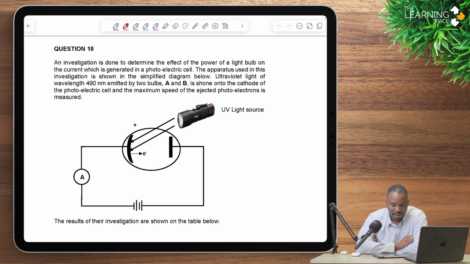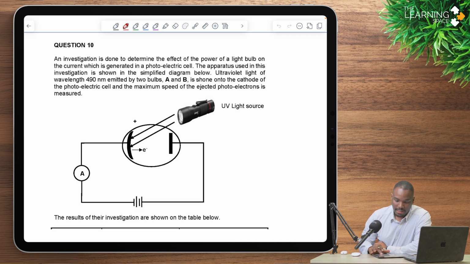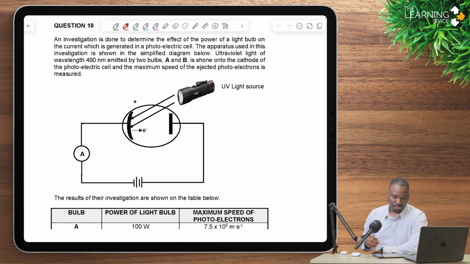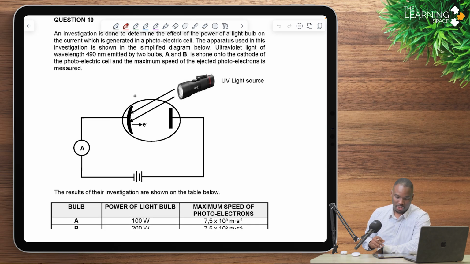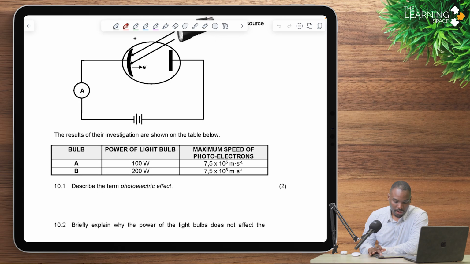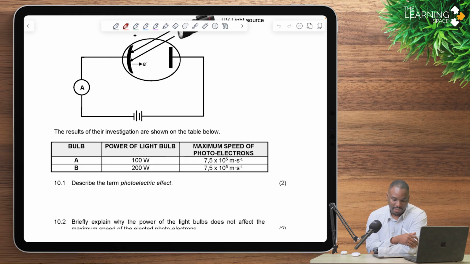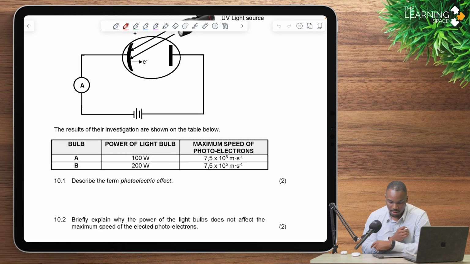Ultraviolet light of wavelength 490 nanometers emitted by 2 bulbs A and B is shone onto the cathode of the photoelectric cell, and the maximum speed of the ejected photoelectrons is then measured. We can see the diagram there with a UV light source, the photoelectric cell, and the circuit that comes thereafter. We're then told the results of their investigation are shown in the table below.